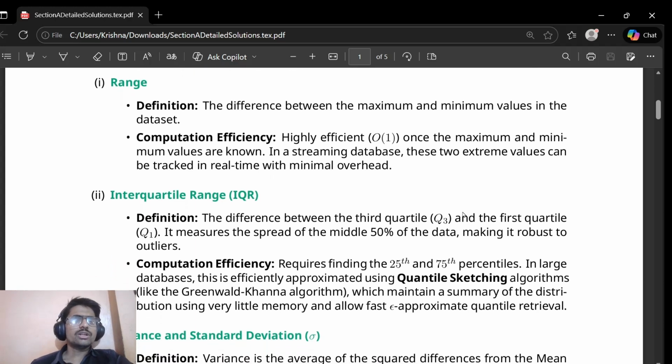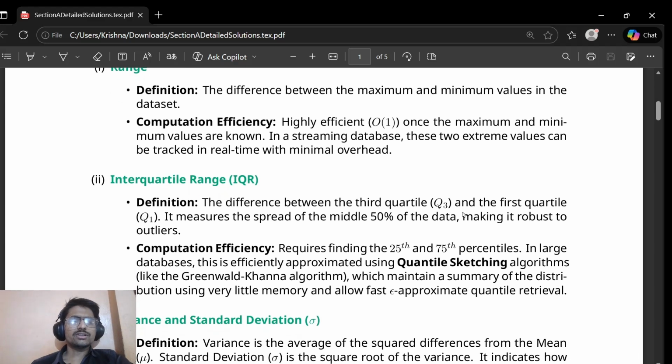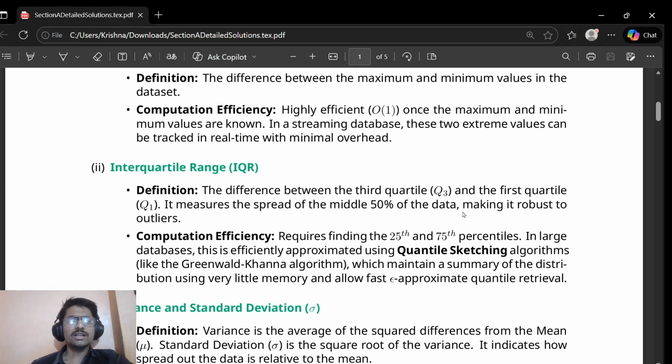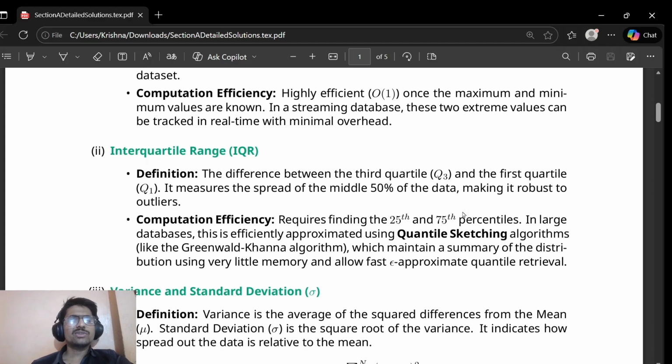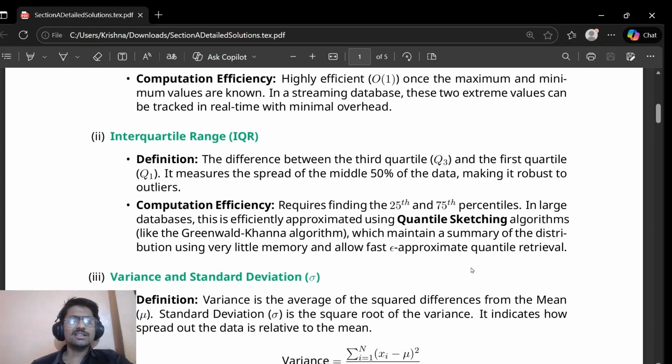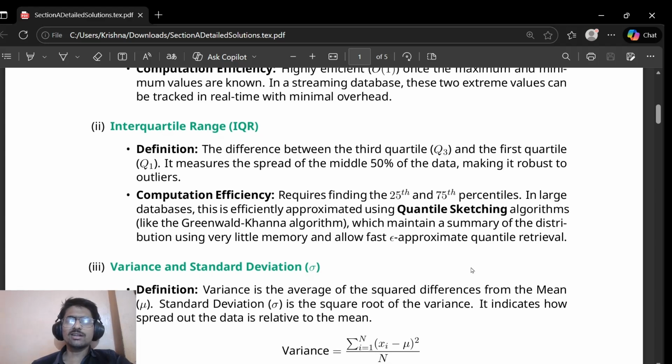So second, interquartile range, IQR. Definition: the difference between the third quartile Q3 and the first quartile Q1. It measures the spread of the middle 50% of the data, making it robust to outliers. Computation efficiency: this requires finding the 25th and 75th percentile in large databases. This is efficiently approximated using quantile sketching algorithms like the Greenwald-Khanna algorithm, which maintain a summary of a distribution using very little memory and allow fast approximate quantile retrieval.